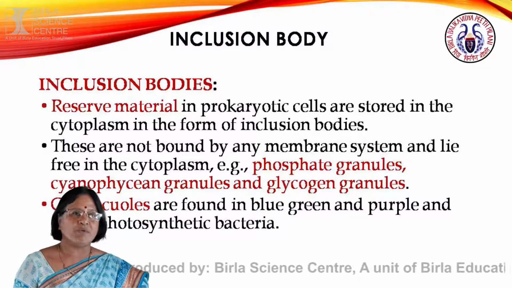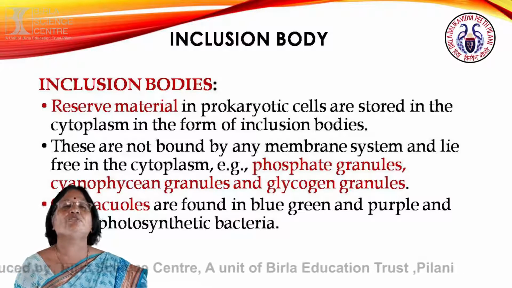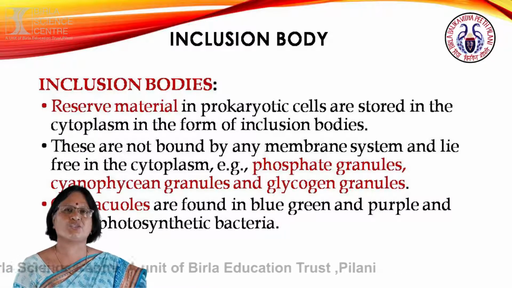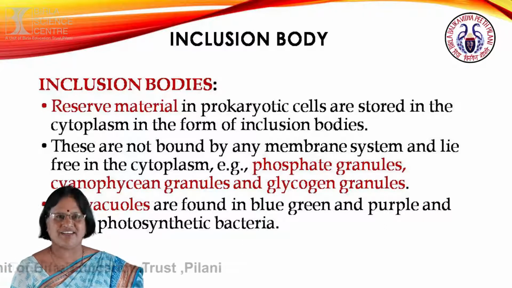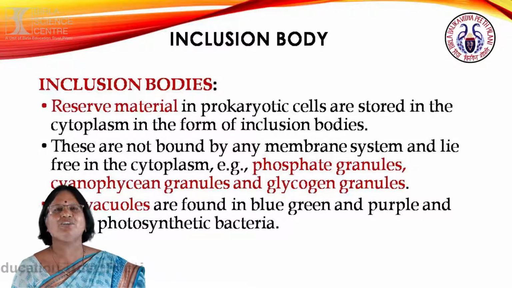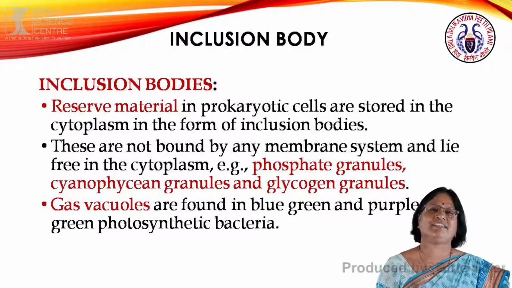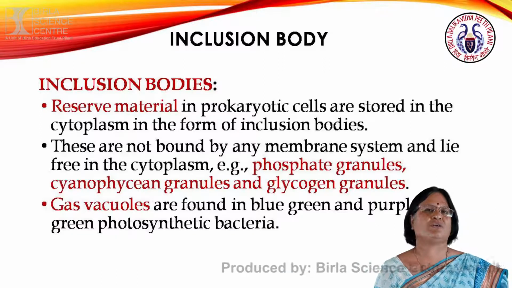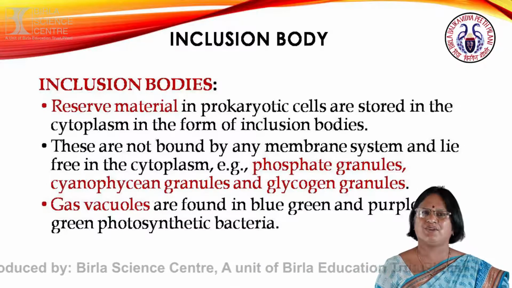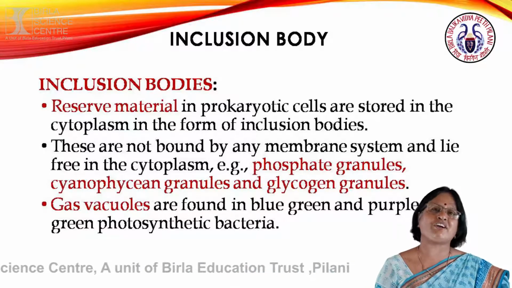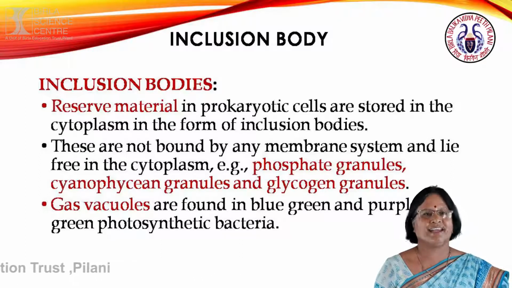Okay, now let us see what are the different inclusion bodies present in a bacterial cell. First is the phosphate granules. Phosphate gets stored inside a bacterial cell. There are also cyanophycean granules and certain glycogen granules present in a bacterial cell. Along with it, sometimes some gases are also enclosed inside a membrane, forming gas vacuoles inside a bacterial cell, which are meant to provide buoyancy, flotation to the bacterial cell.